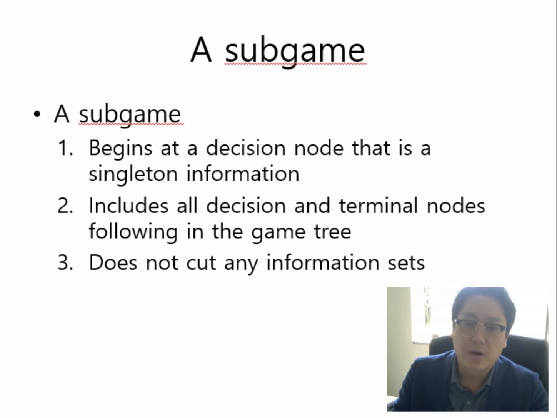So we need to find the subgame. A subgame begins at a decision node that is a singleton information set, includes all decisions and terminal nodes following in the game tree, and does not cut any information set. It means if nodes are in the same information set, it cannot be cut. Okay.